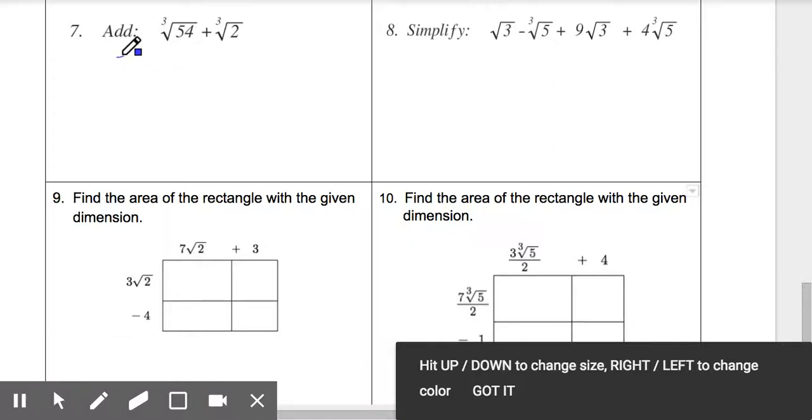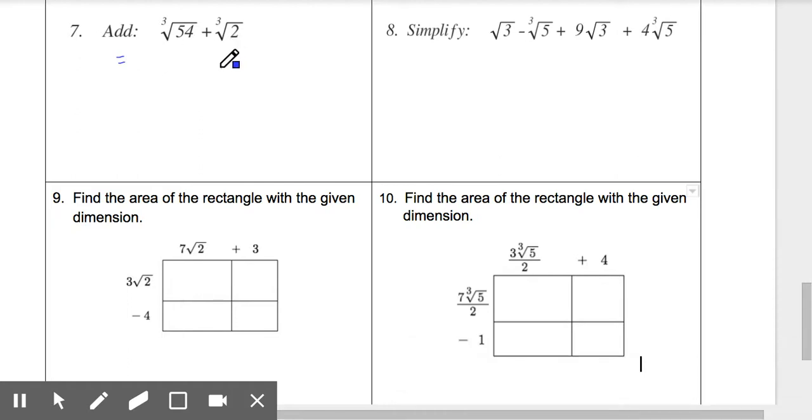So here we have to add cube root of 54 plus cube root of 2. Now they are both cube roots, therefore they have the same index, but they don't have the same radicand. The radicand here is 54 and here the radicand is 2. But before we decide that we cannot combine the two together, we need to simplify first.